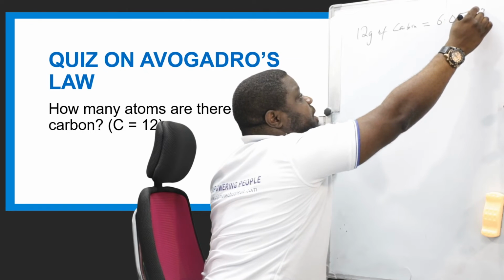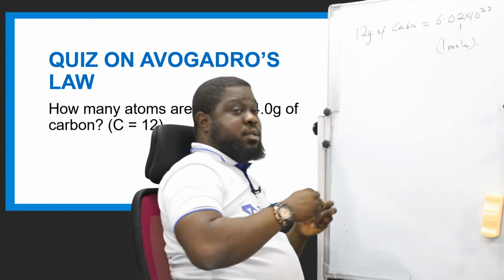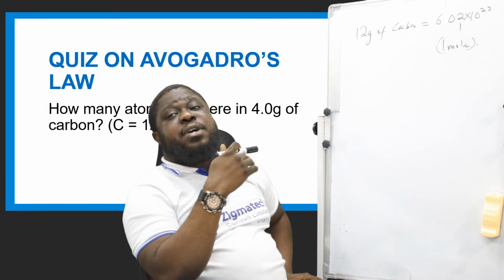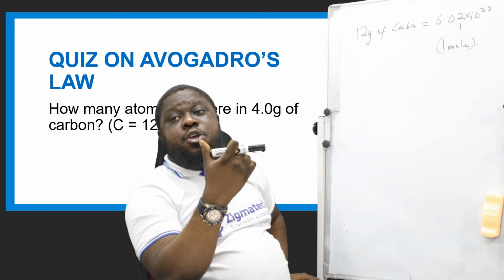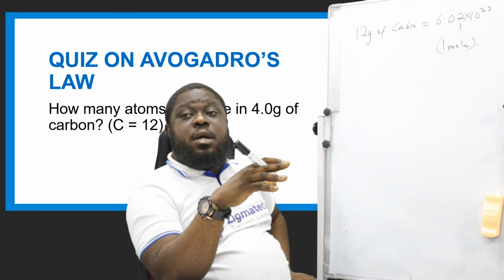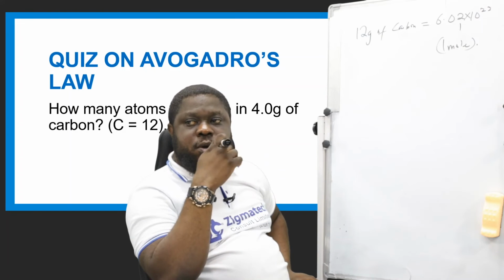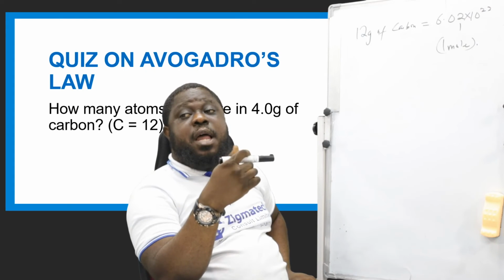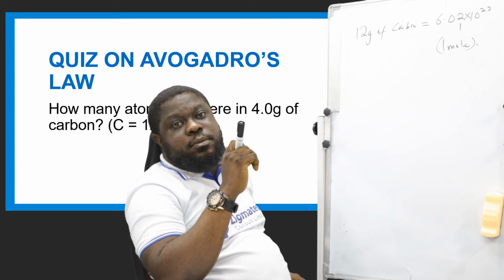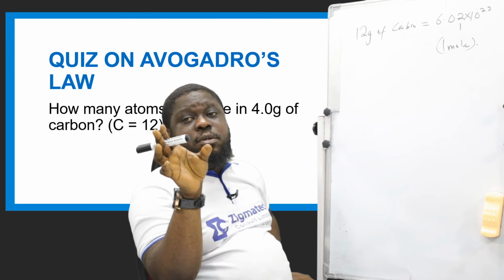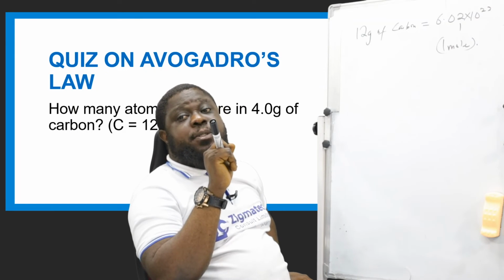So in essence, 12 grams of carbon is equal to 6.02 times 10^23, and this is 1 mole. When you're solving with Avogadro's number, you have to solve those things in moles. So this 12 grams of carbon is 1 mole. If they give you a question, the molar mass becomes a mole.